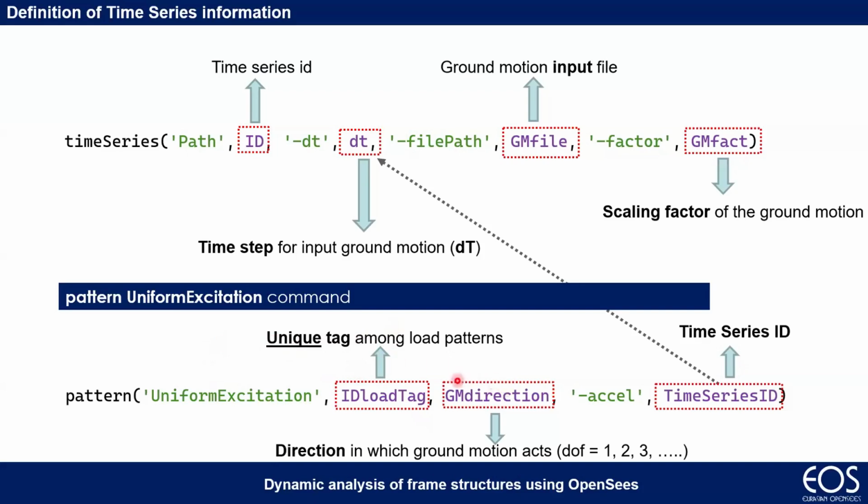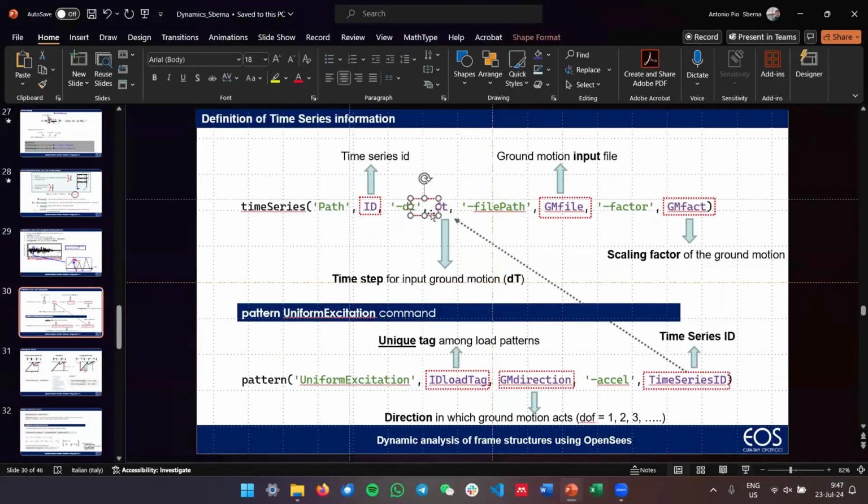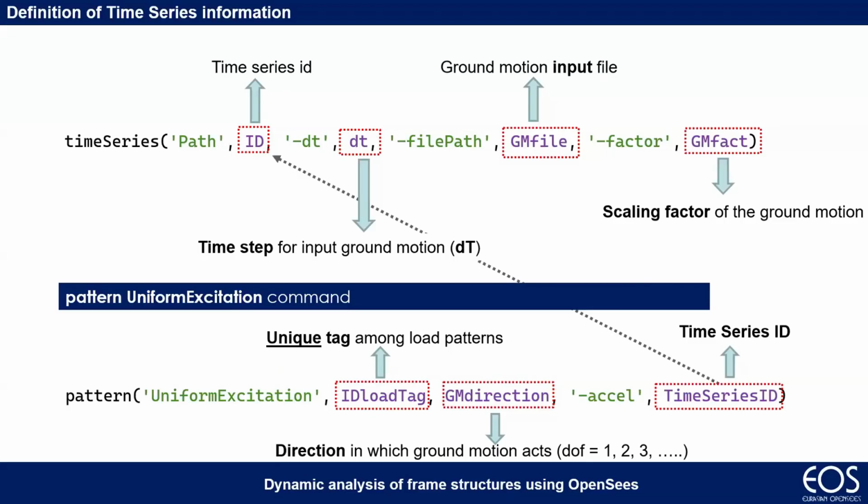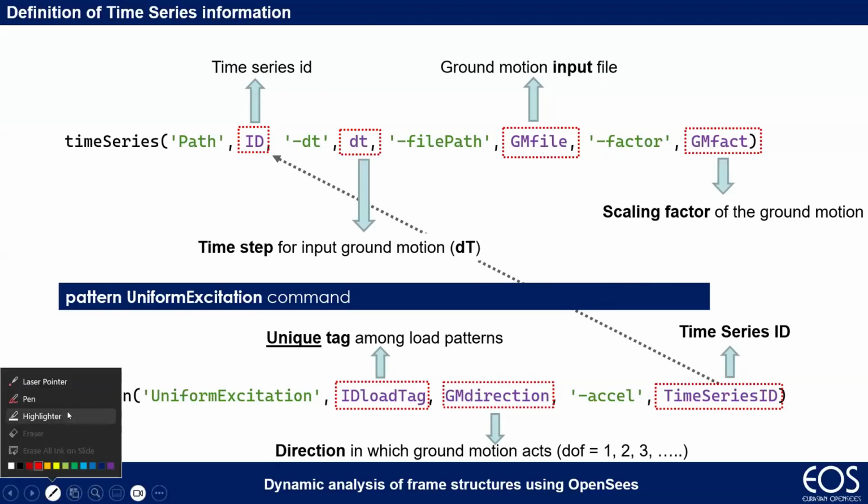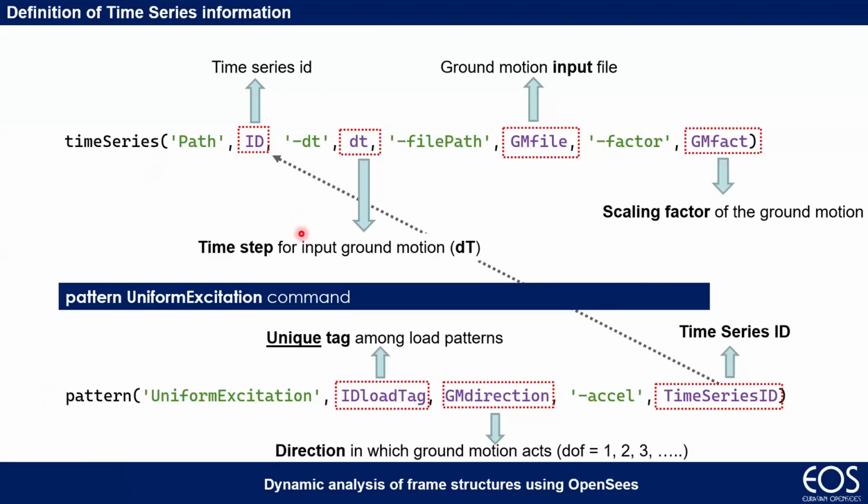Then you define the direction where that ground motion acts. You define that the time series is acceleration. You are defining it as acceleration, and the ID of the time series. Again, here there is a problem with this arrow. It's just this ID here. I'll upload again the slides in the portal. So the ID of the time series. Pretty easy.